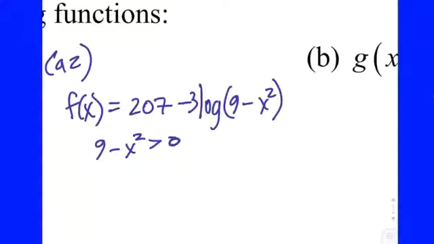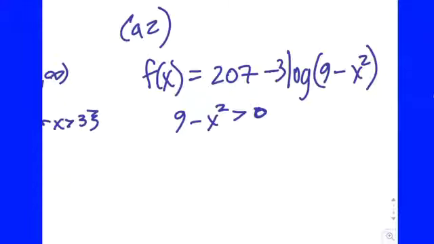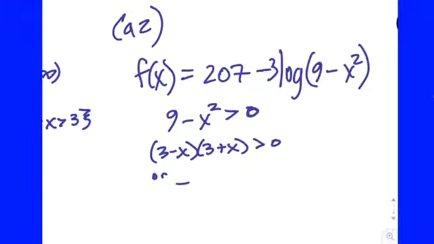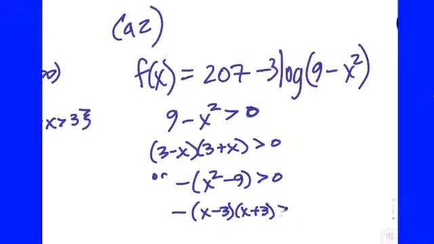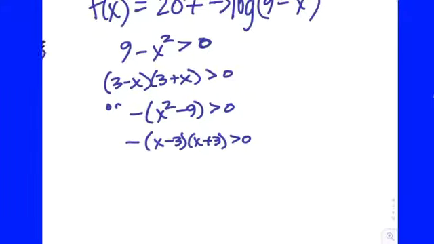Now that is also a factorable difference of squares, so you could factor it one of two ways. You could either say 3 minus x, 3 plus x is greater than 0, or some of y'all put the negative in front and have negative x squared minus 9, which gives you negative x minus 3, x plus 3. Either way, whatever you're comfortable with. You just need that to get the roots. That's really all you're factoring for.